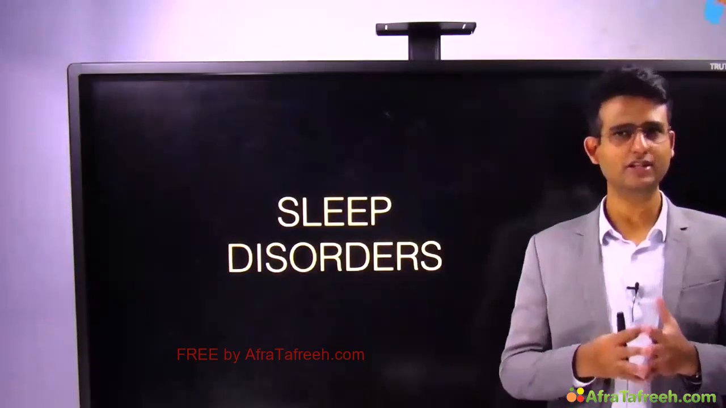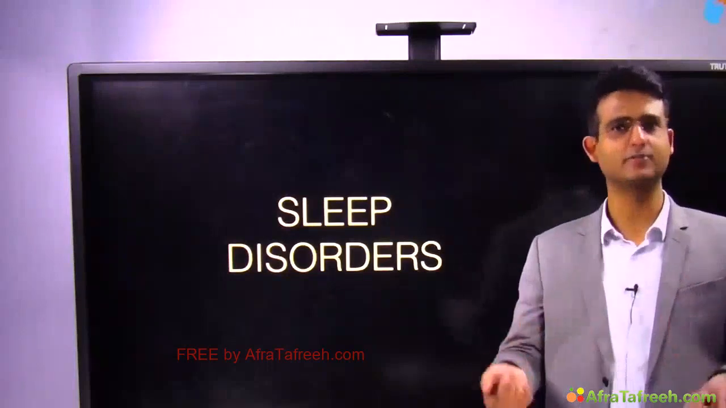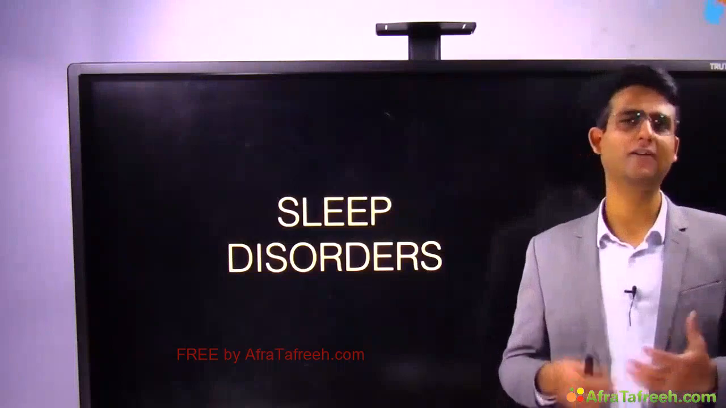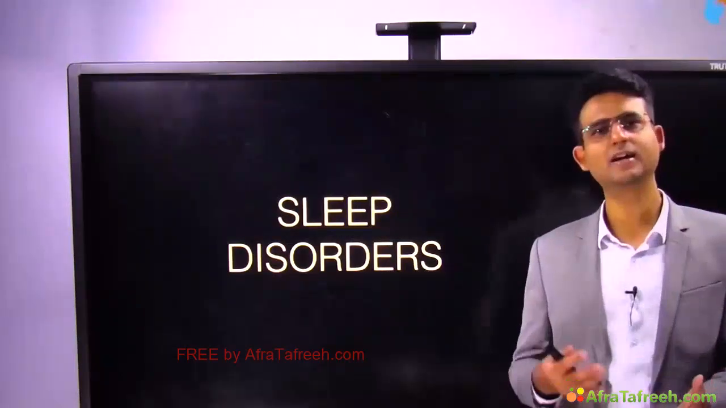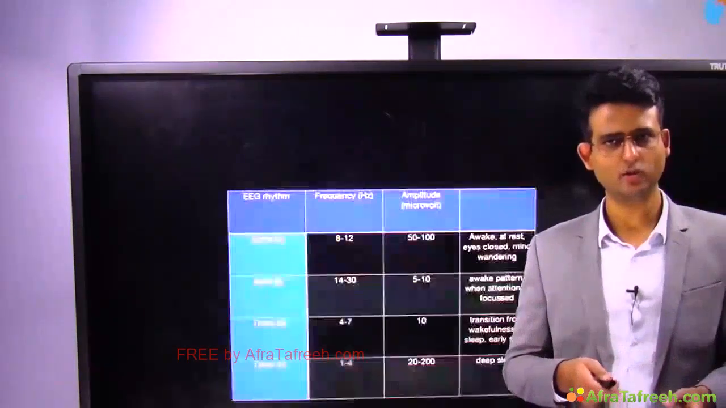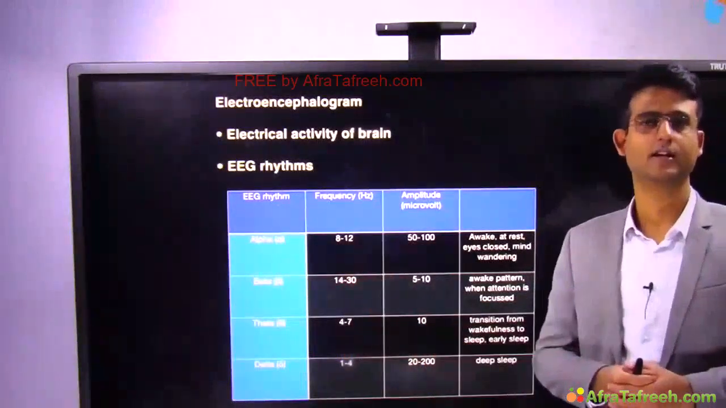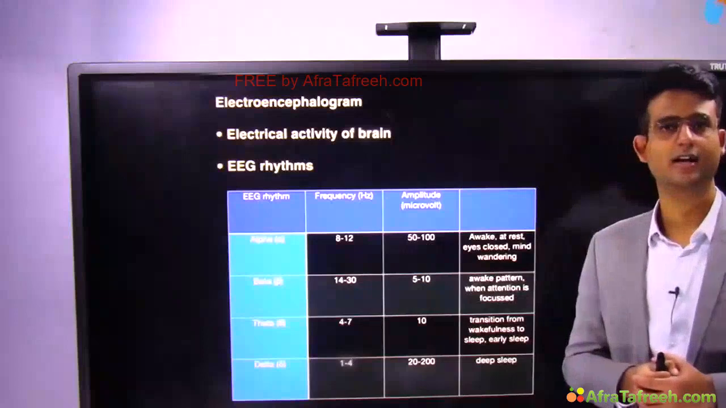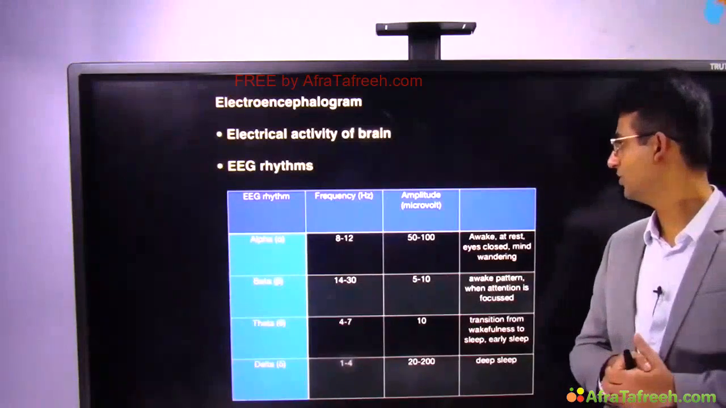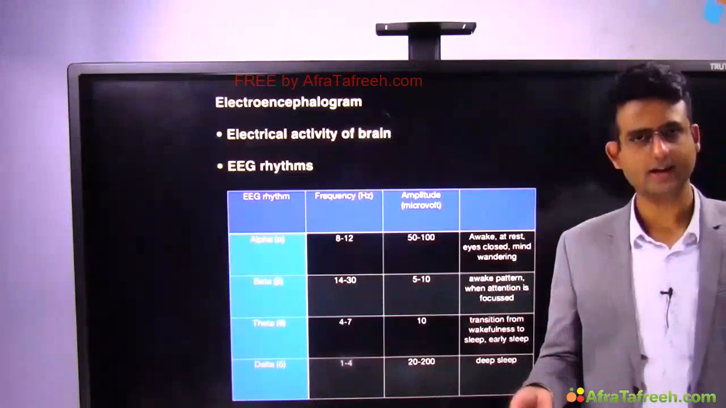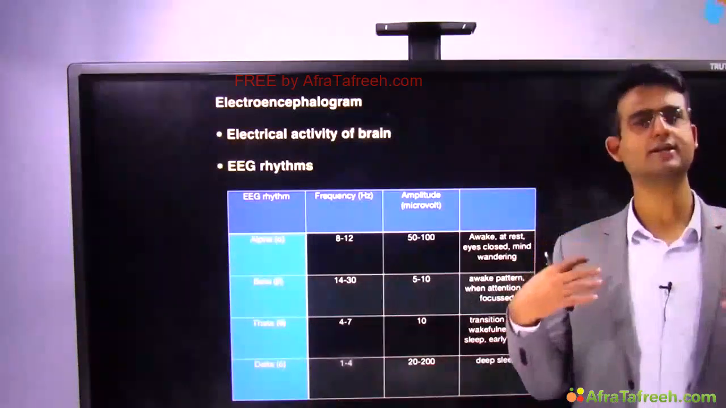And when we do EEG, we can identify certain rhythms, which are called EEG rhythms. Specifically, we talk about the alpha rhythm, beta rhythm, theta rhythm, and delta rhythm. So let's talk about those. Alpha rhythm: the frequency of alpha rhythm is basically 8 to 12 hertz, and the amplitude is between 50 to 100 microvolt.